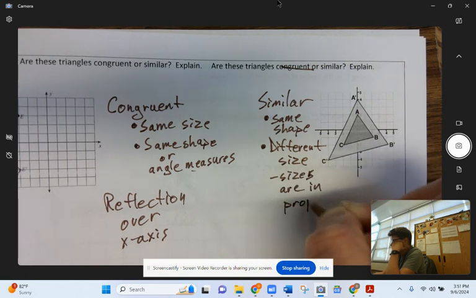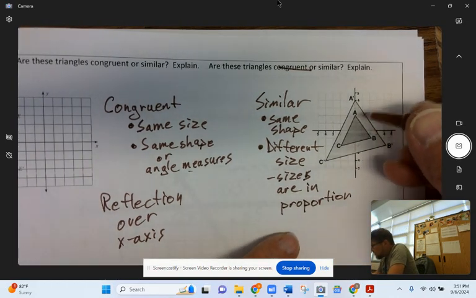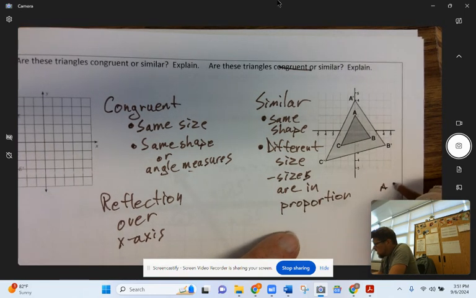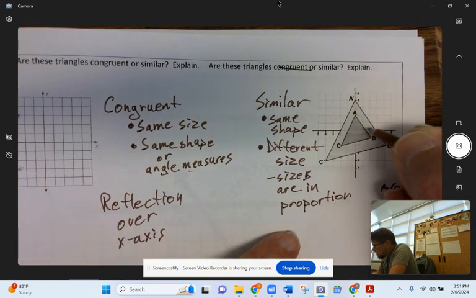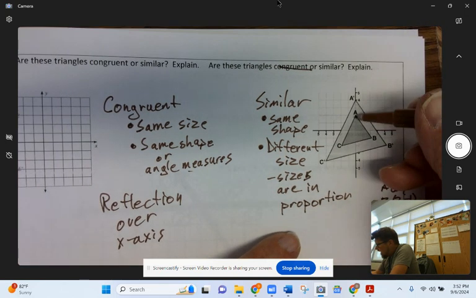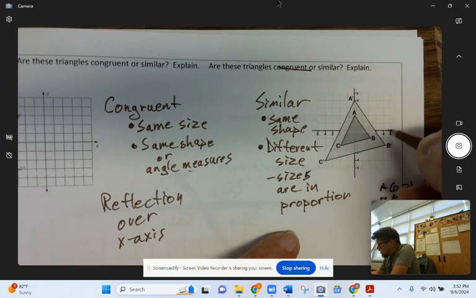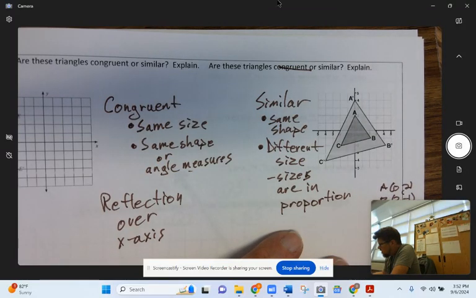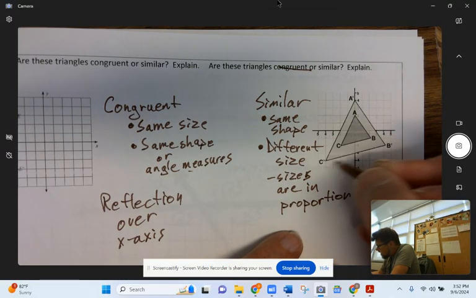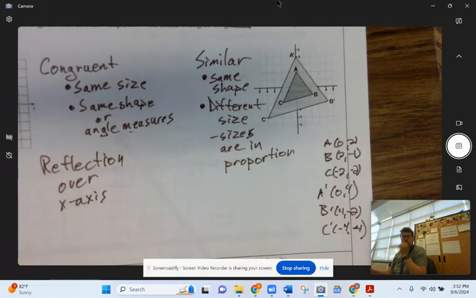Okay, and we could work this out by figuring out that A is at 0, 2. So A is 0, 2. B is 2, negative 1. And then C looks like negative 2, negative 2. All right, and then we compare. A prime is 0, 4. B prime is 4, negative 2. And then C prime is negative 4, negative 4. Let's shift that up so we can see it all.